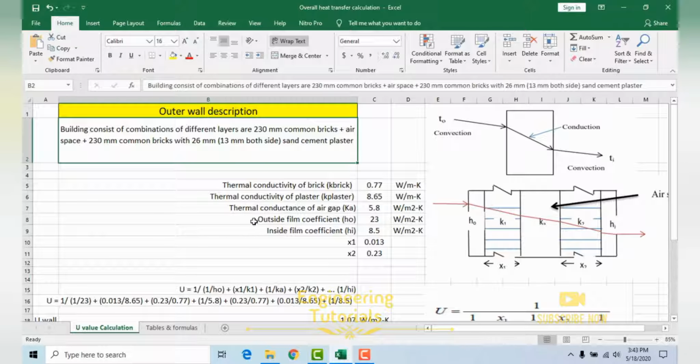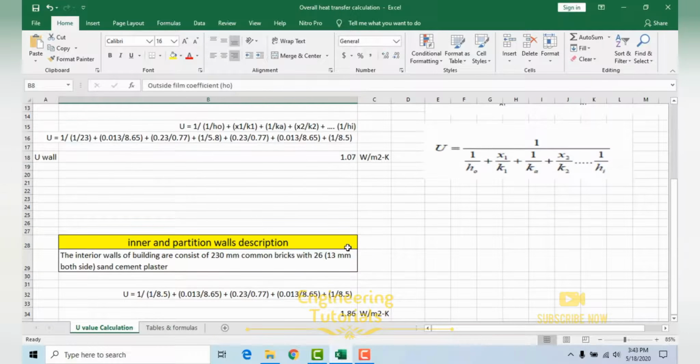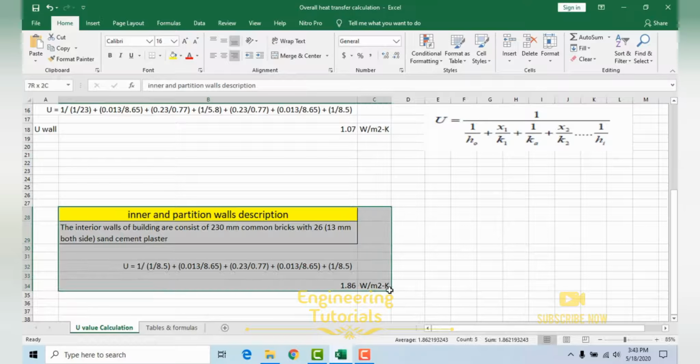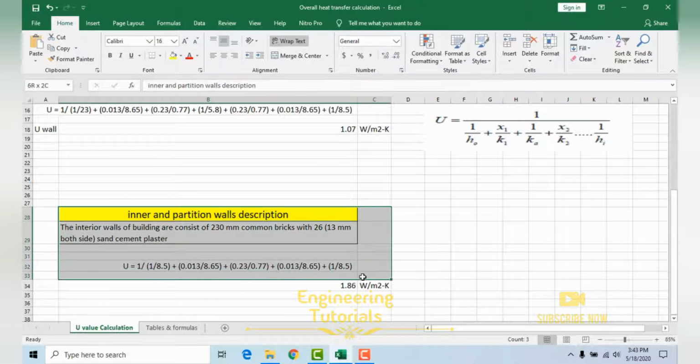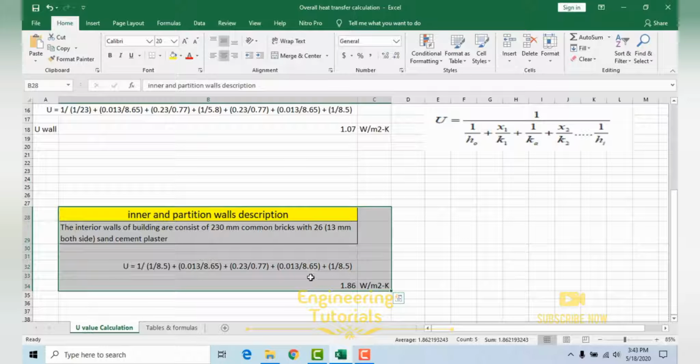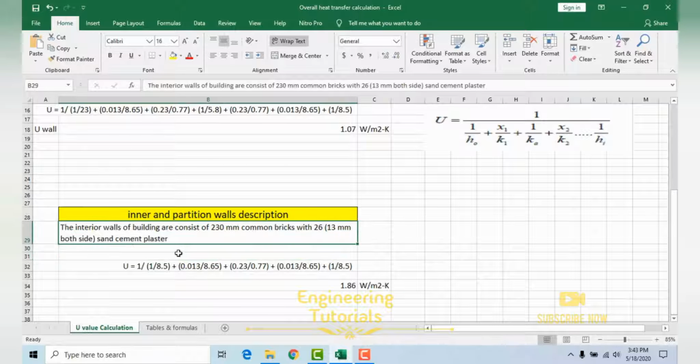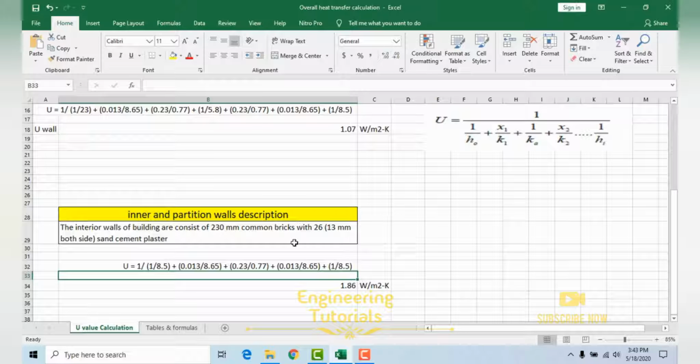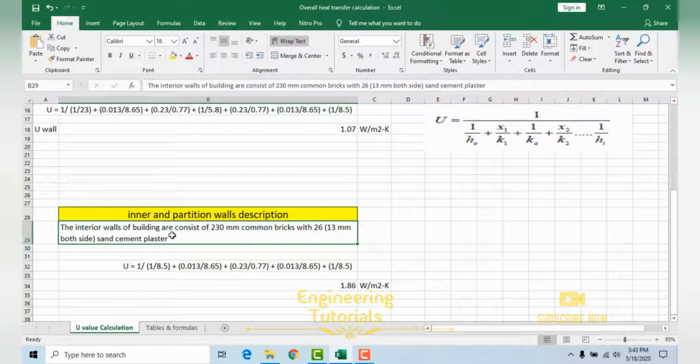and this is for the outside wall. Next, it is the same procedure, but still I will show you the inner wall, the partition wall U value calculation. As you can see, our interior or partition wall consists of 230 mm common brick with 13 mm sand, cement, plaster on both sides. In this case there is no air gap, we have just the outside film coefficient, then sand, cement, plaster, then brick, and then sand, cement, plaster, and then the inside film coefficient.